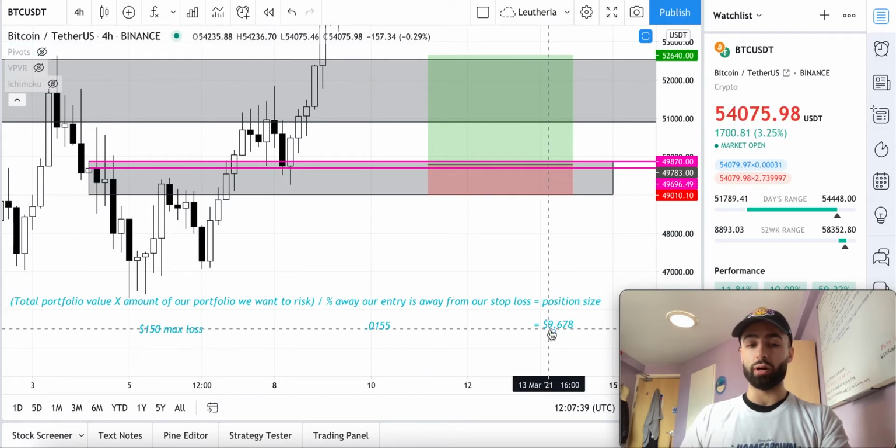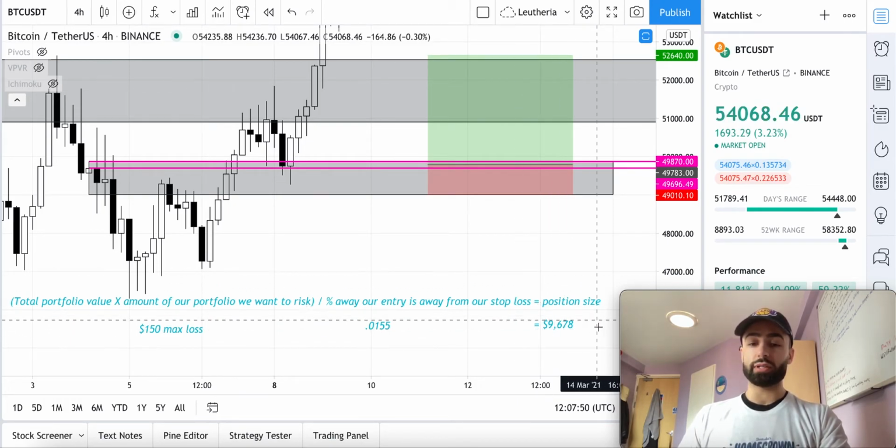And so the nice thing about this is you're only risking 1% of your portfolio, but you get to enter with a significant amount of your portfolio. Over 50% of your portfolio is going into this trade, if your portfolio is $15,000, but you're only risking 1%.